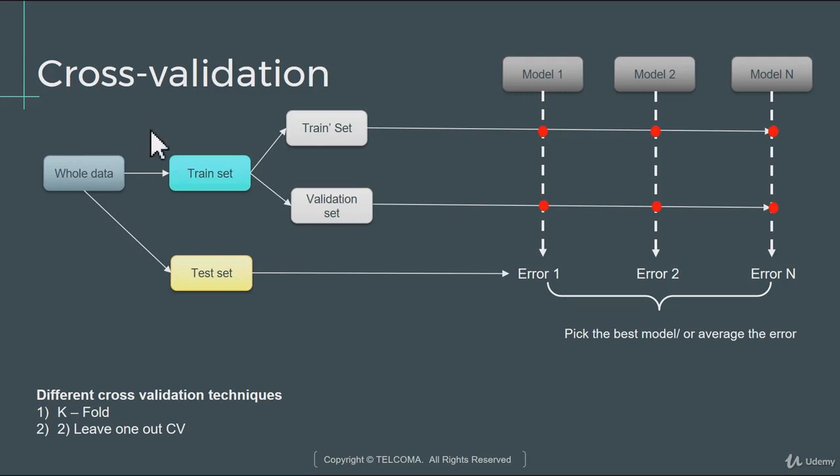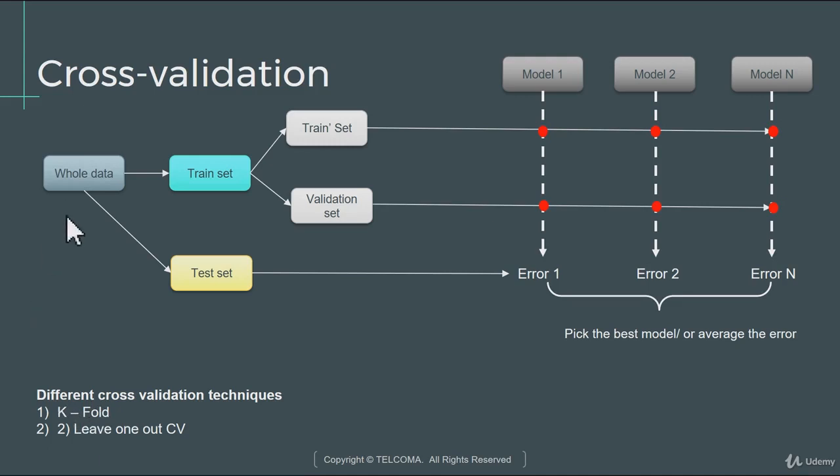Now there are different techniques of cross validation. The most popular one would be k-fold cross validation, where k stands for a number. Now how does k-fold work? So let's say we take 5-fold cross validation, or let's say 10-fold cross validation. The most popular would be 10-fold.